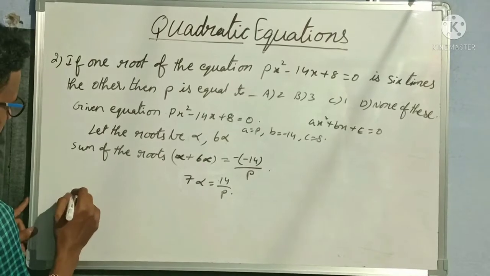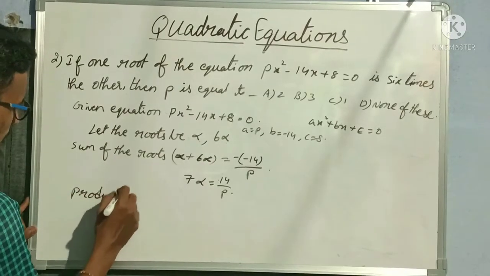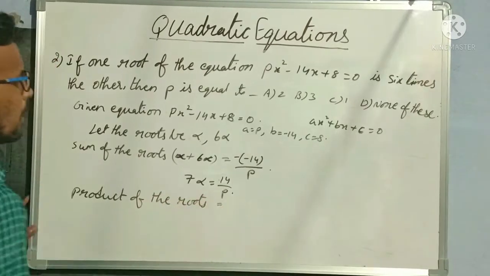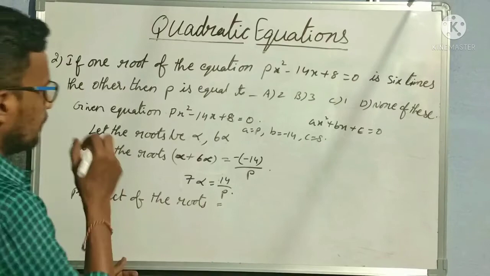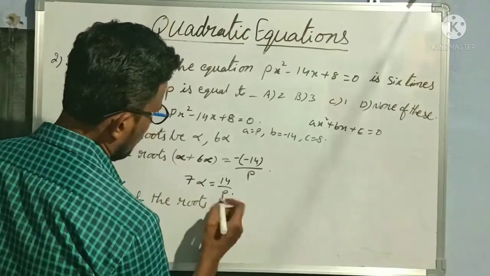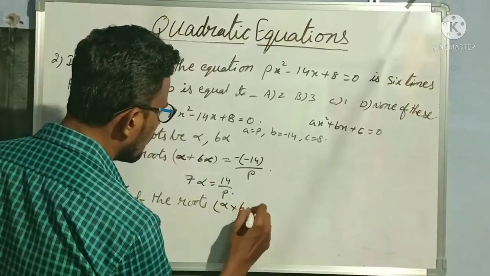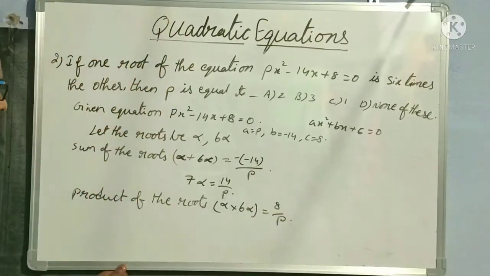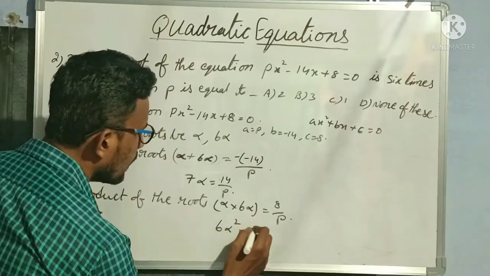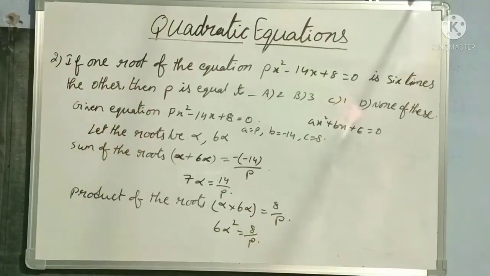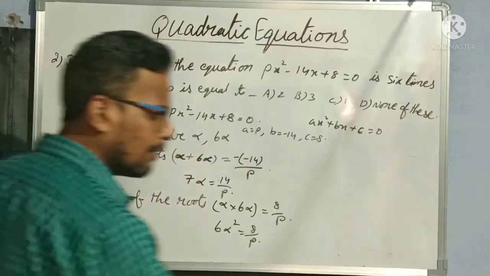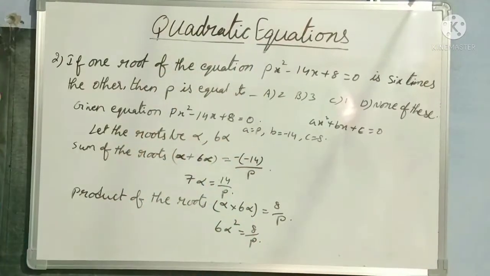So now let us take product of the roots. Product of the roots, alpha into 6 alpha, is equal to c by a, right? 8 by p. Okay, alpha into 6 alpha means 6 alpha square is equal to 8 by p. Okay, so now we have to find p value. How to find p value? Just wait.